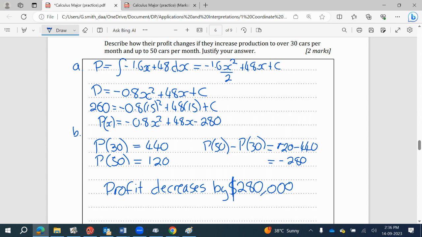Let me just reread the question. Describe how their profit changes if they increase production from 30 cars per month up to 50 cars per month. Yep. This is way easier than what I thought it was. It looks harder. No, that's because I'm doing it. It always looks easy when I do it. And then I'm gonna end up doing it, and it's not gonna be.